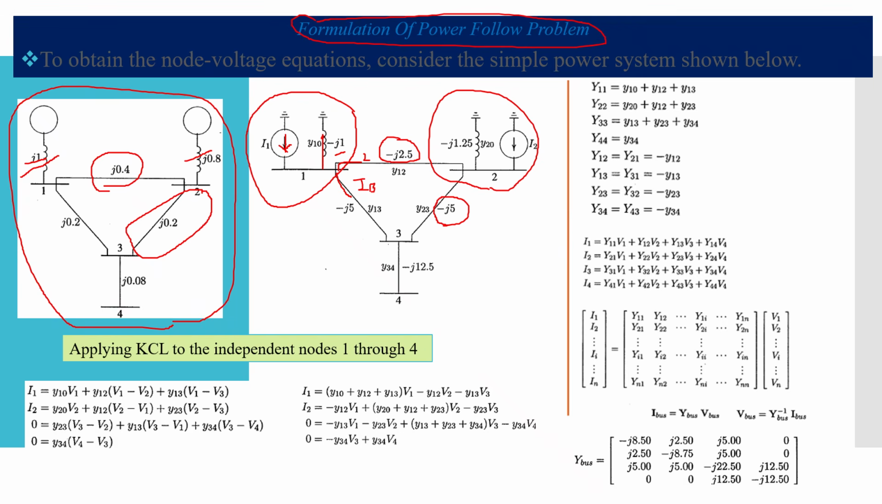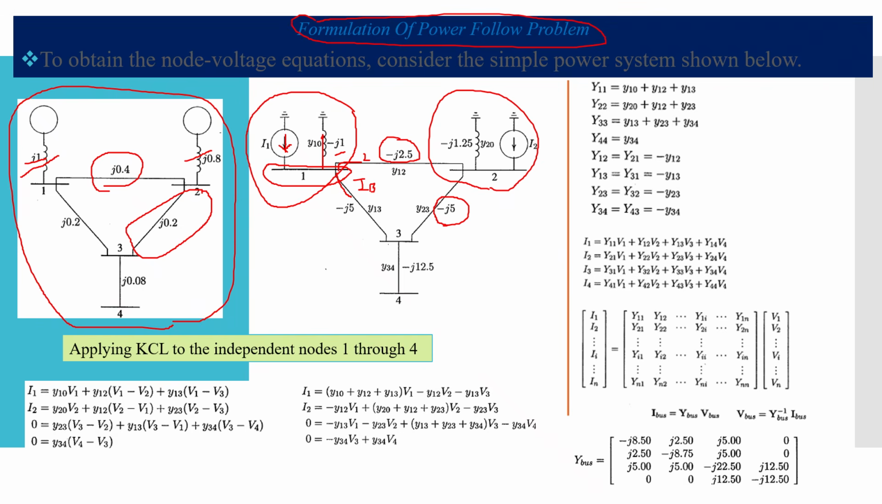So to perform that, we can write a KCL equation for each bus. For example, if we consider bus 1, the input current is I1. So this I1 is equal to the current drawn from the bus 1 through this ground impedance, and the magnitude of the current flowing from bus 1 to bus 2 and the bus 1 to bus 3.